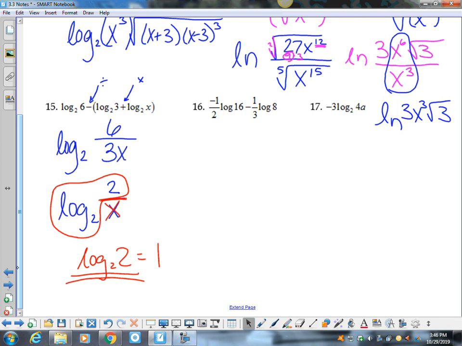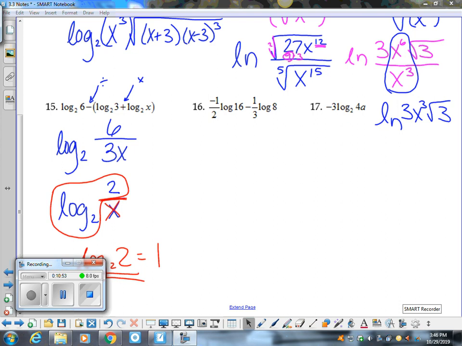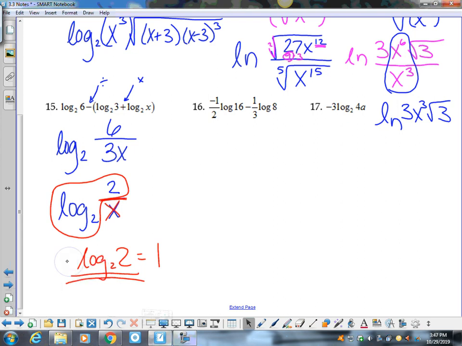Number 16. Okay, now this is 16 to the negative 1/2. So think about what that means. That is the square root of 16, so that's a 4. But it's negative, so it's really a 1/4.